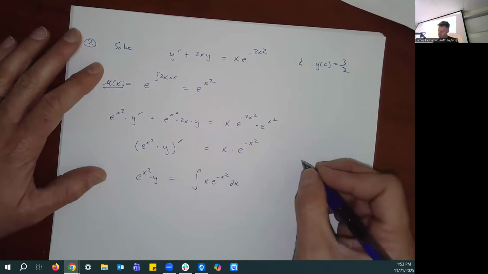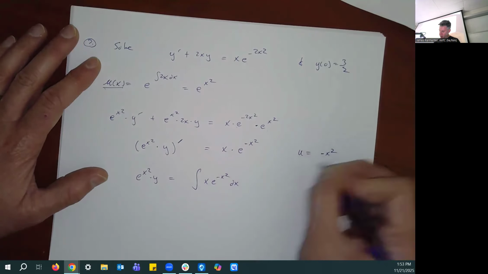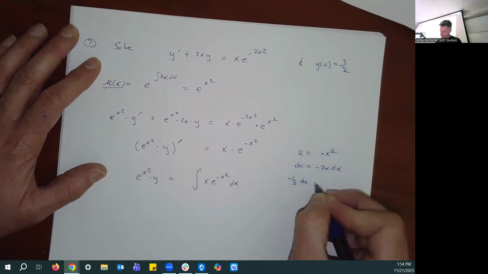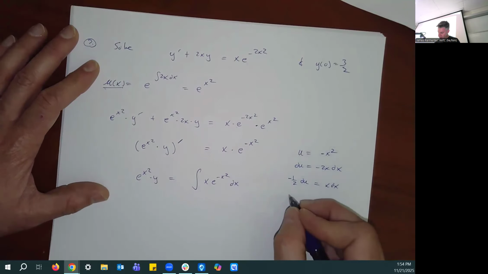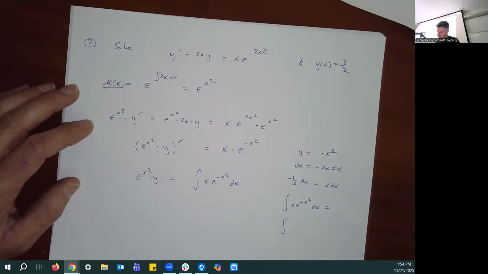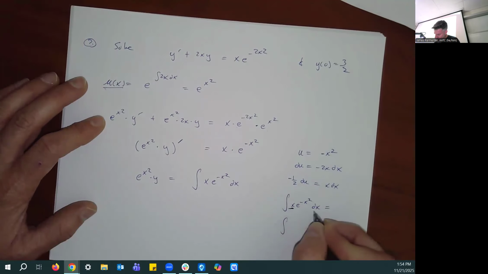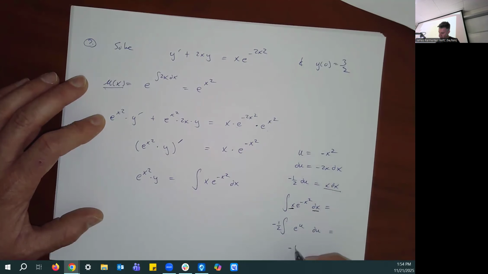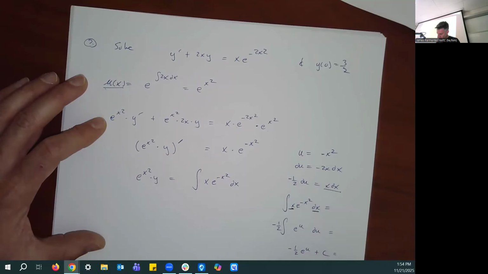To do this integral here, we're going to let u equal negative x squared. du is negative 2x dx. So negative 1/2 du is equal to x dx. So the integral of x e to the negative x squared dx becomes the integral of negative 1/2 times du, and my e to the negative x squared becomes e to the u. And that's real easy to integrate. It's negative 1/2 e to the u plus c, which is negative 1/2 e to the negative x squared plus c. That's what that right-hand side is.